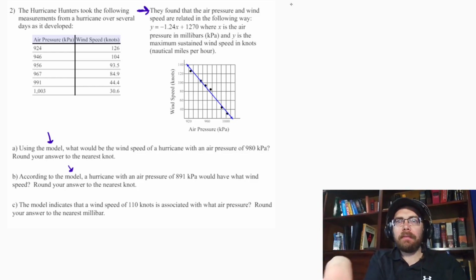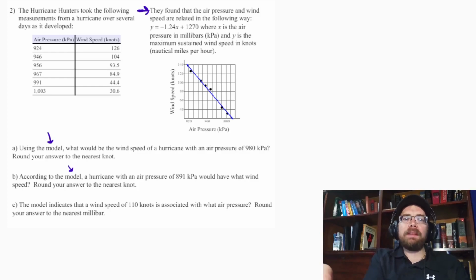What would be the wind speed of a hurricane with an air pressure of 980 kilopascals? So X is the kilopascals number. This is an X number, so we plug that number in for X. So Y is going to be equal to negative 1.24 times X plus 1270.